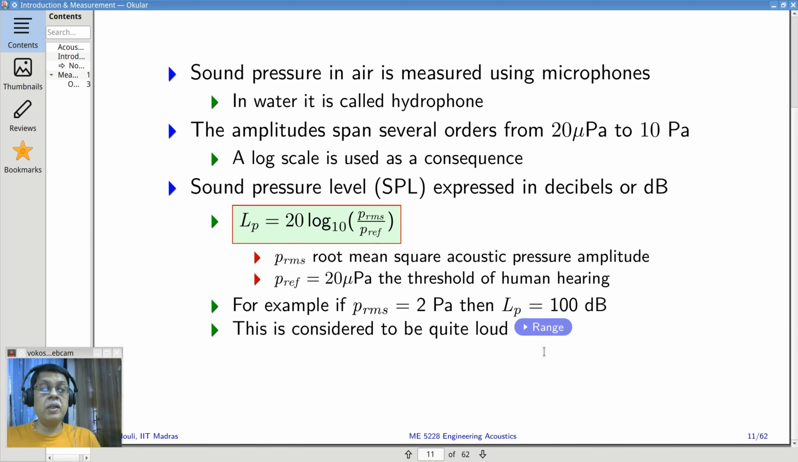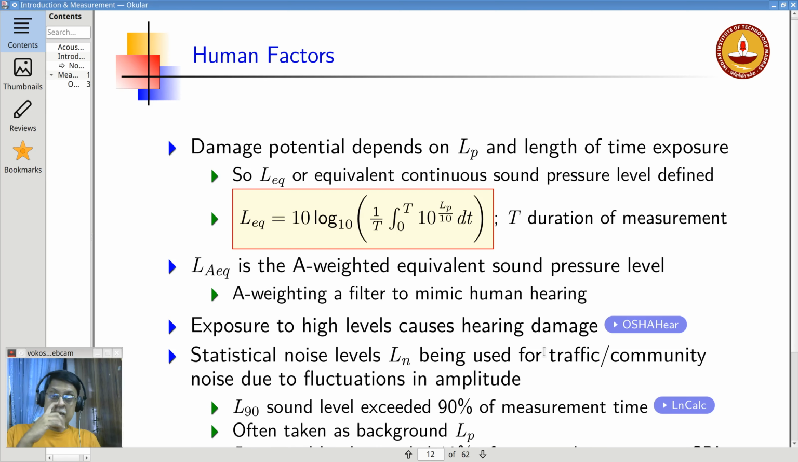Alright, so we'll look at a little bit of human factors before we move to other things. Now, one of the things, as I said, constant exposure to sound can be damaging to human hearing. So therefore, how do you estimate from a human point of view the damage potential? So that means, obviously it's not just the amplitude, but also the exposure time. So we arrive at a metric called L equivalent, which factors in the time of exposure. It's not simply the amplitude.